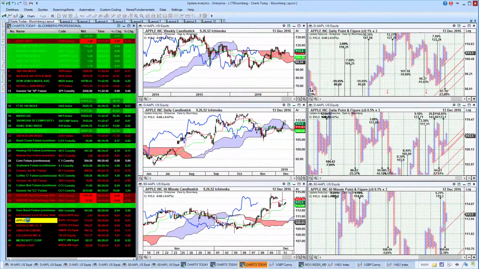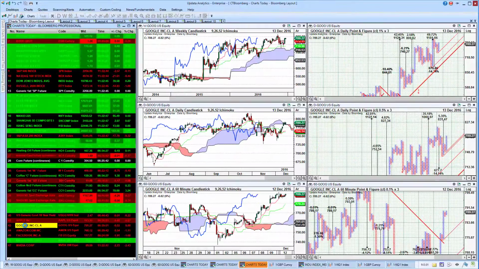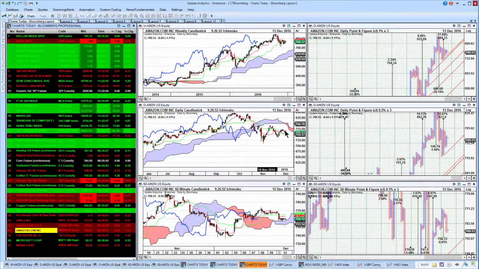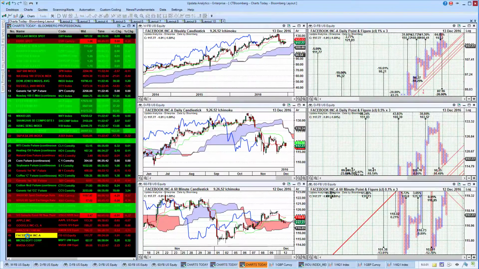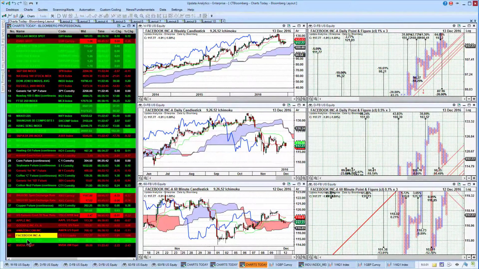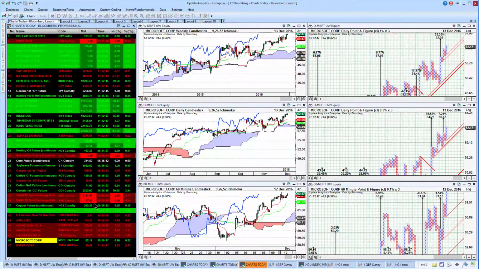Taking a look at some tech, Apple now starting to look bullish above the clouds. Google is also looking bullish above the cloud on all three. Amazon has now just started to make the transition, though the medium-term cloud is a little bit worrying, and Facebook is just really struggling to get back above the cloud as well. Microsoft, the bright spot, really looking quite good there. So Microsoft starting to run.